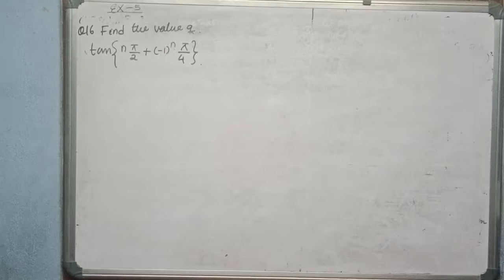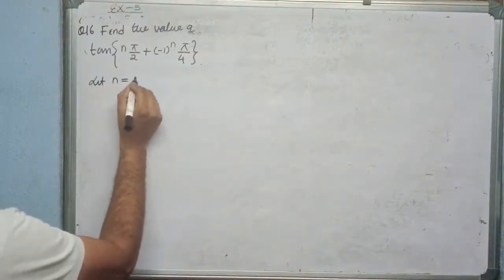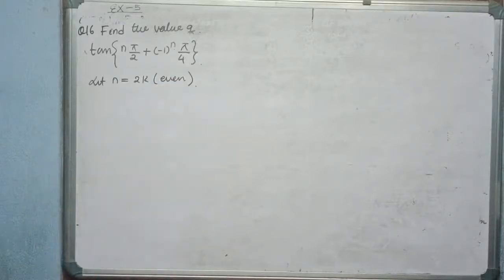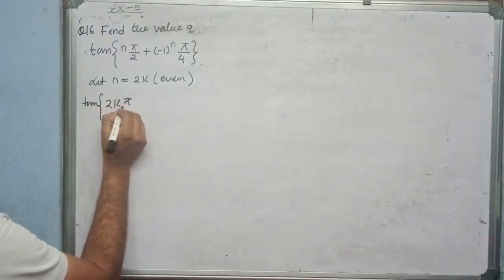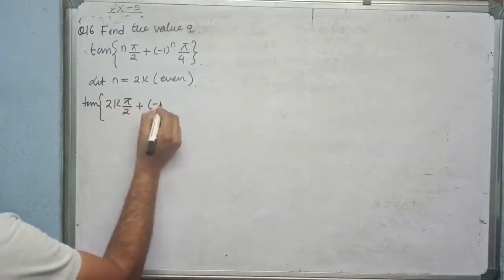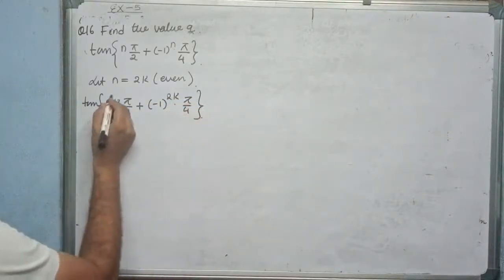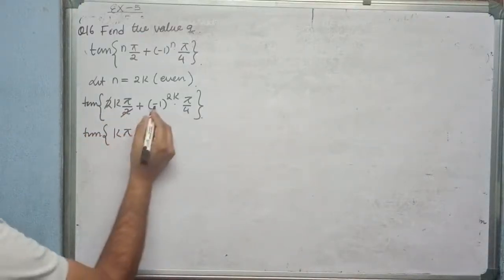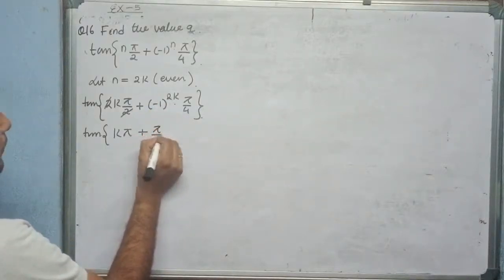This one is also the same kind of question, and you have to consider n even and n odd. Let n equal 2k, which is even. Then I'll substitute over here tan of 2k into pi by 2 plus minus 1 to the power 2k into pi by 4. The 2 gets cancelled. Tan of k pi, minus 1 to the power 2k, 2k is even. Minus to the power even is always plus, so pi by 4.